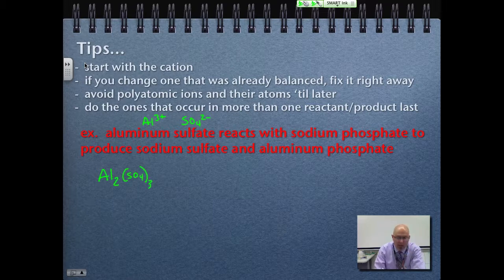Al2(SO4)3. Hope everyone was able to see how I did that. We've got a 3+, 2-. Our least common multiple is 6. So I need 2 aluminums and I need 3 sulfates.